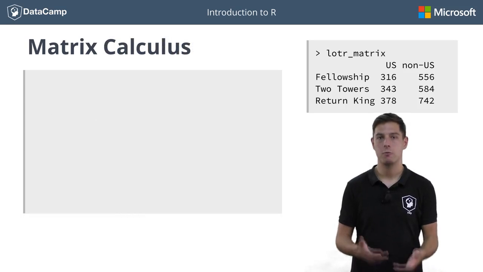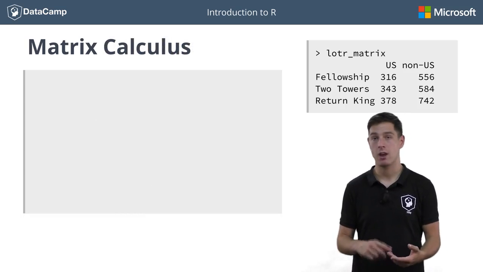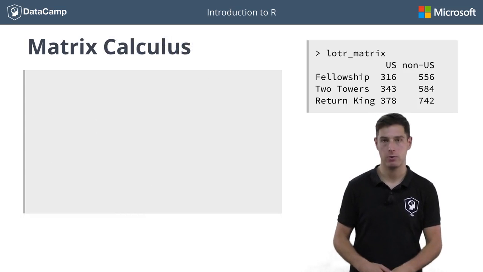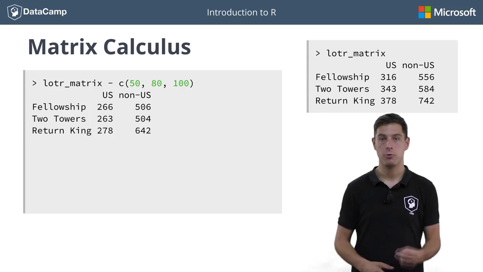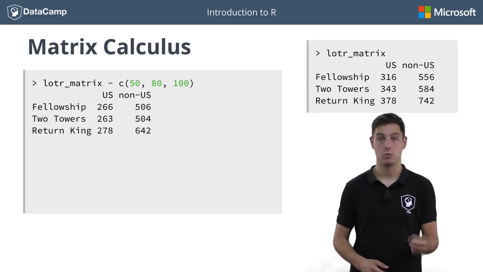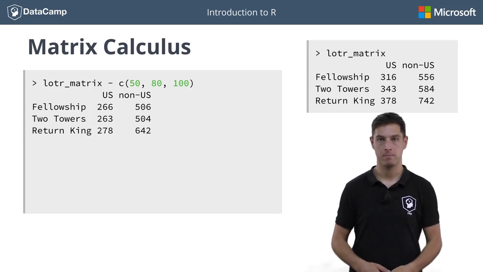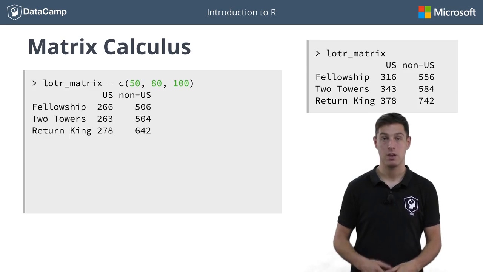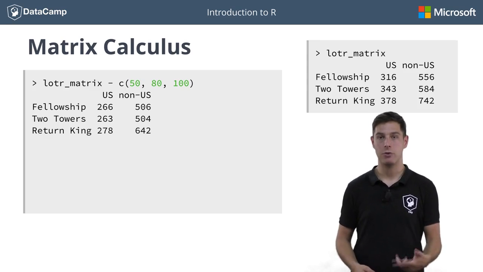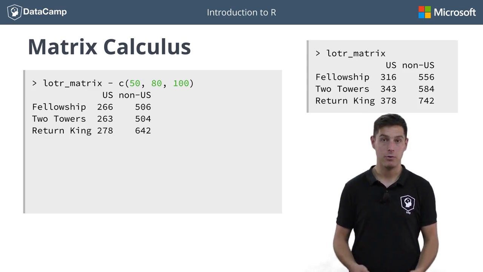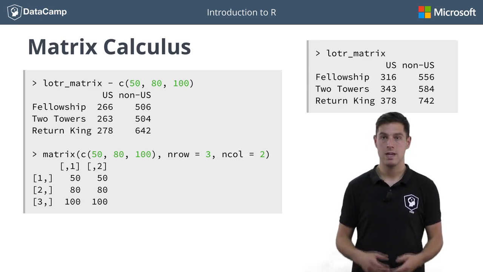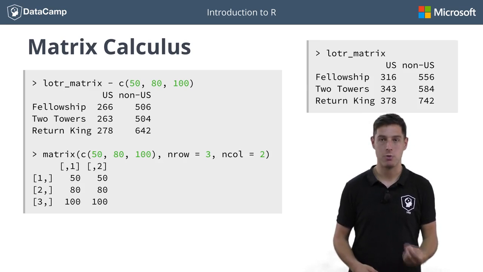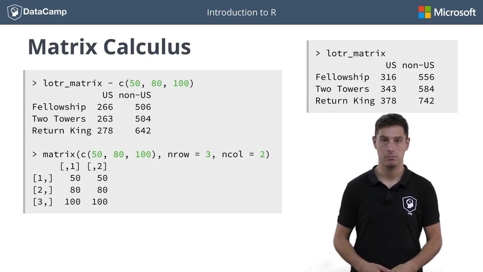Now, what would happen if we use a vector containing 50, 80 and 100 to subtract from the Lord of the Rings matrix? Let's try it out. The result is exactly the same. That's because once again, R performed recycling. R realizes that the dimensions of the matrix and the vector don't match. Therefore, the vector is extended to a matrix of the same size and is filled up with the vector elements column by column. The matrix that is thus actually subtracted from the LOTR matrix is the following. This matrix is the exact same one as we built manually before, so the result is the same as well.